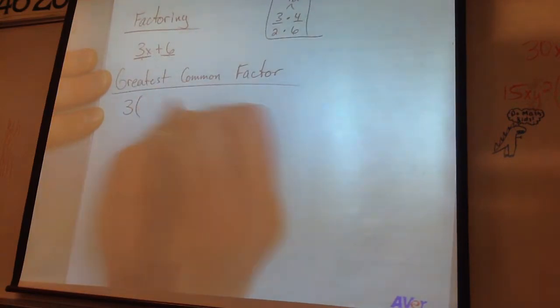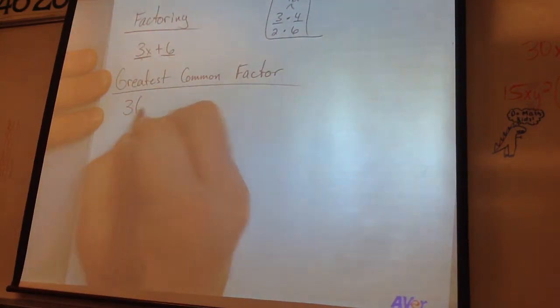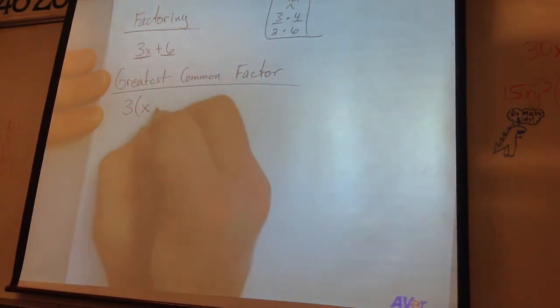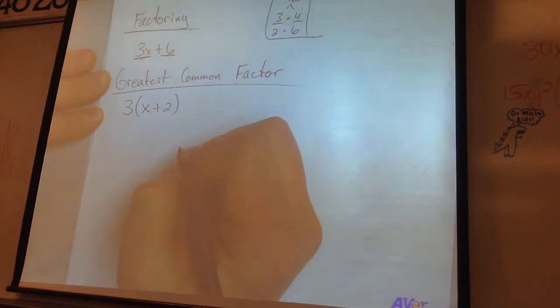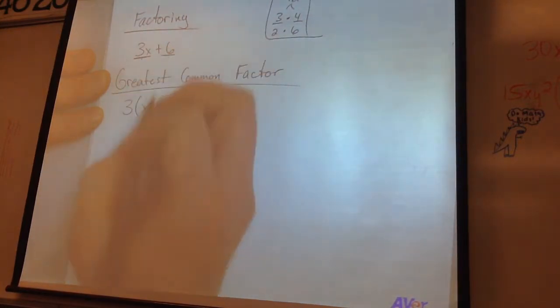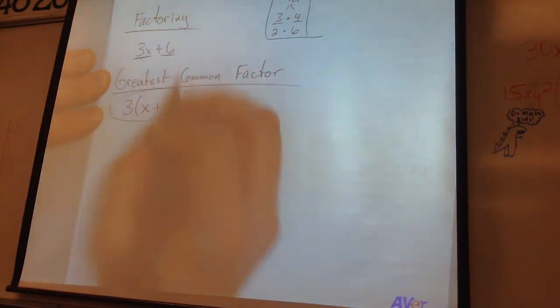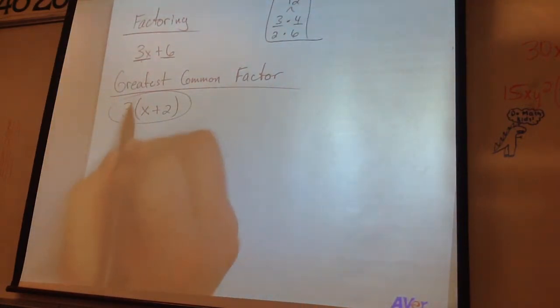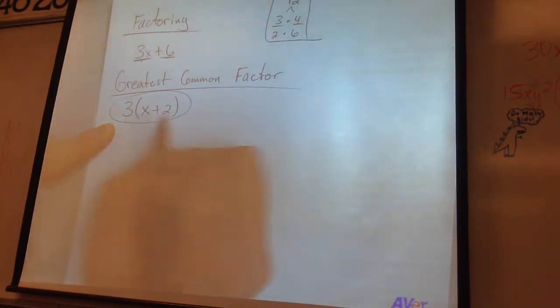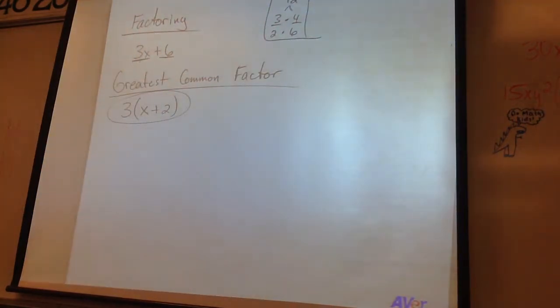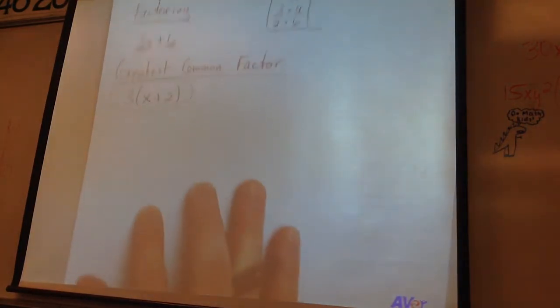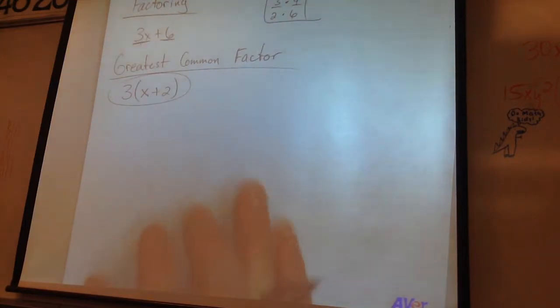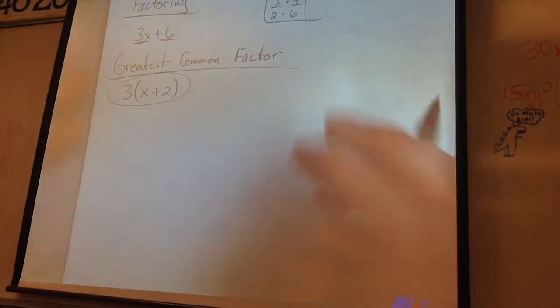And then you fill in the parentheses with what you would have to multiply 3 by to give you this. 3 times what gives you 3x? X. 3 times what gives you 6? 2. 3 times 2 is 6. Boom, you've just factored 3x plus 6. It's 3 times x plus 2. It's factoring because I broke it apart into something that if I multiply these together, I get that. Right? That's greatest common factor factoring. And then they get harder. They get kind of ugly.